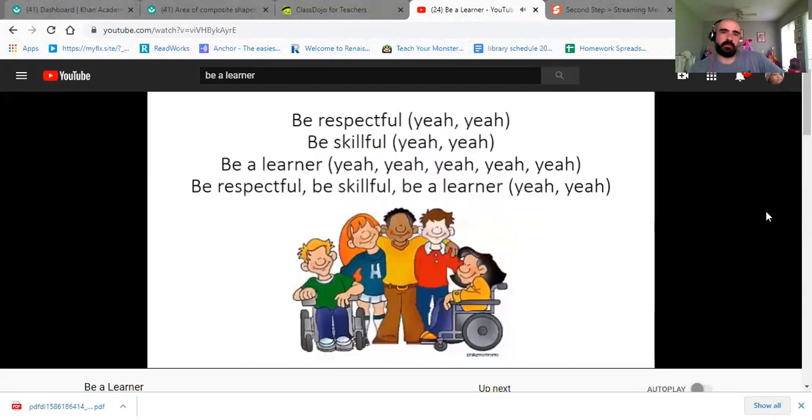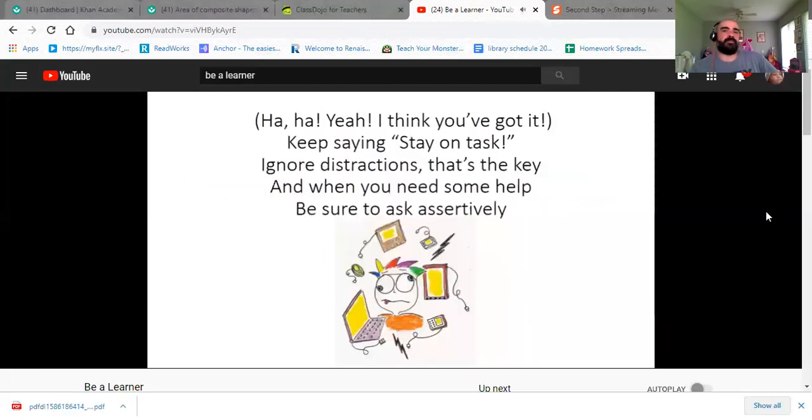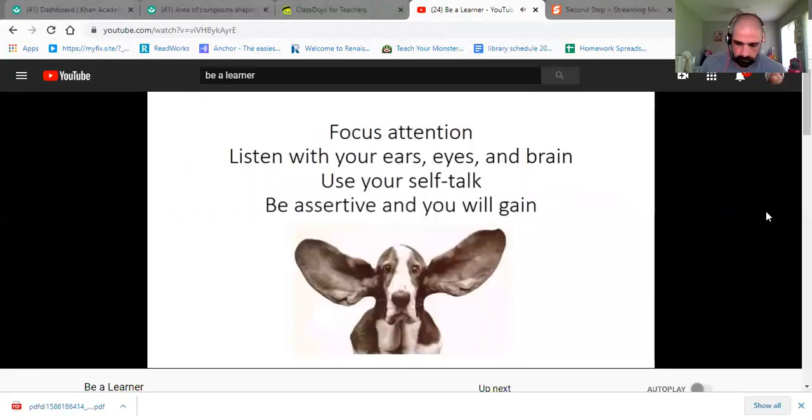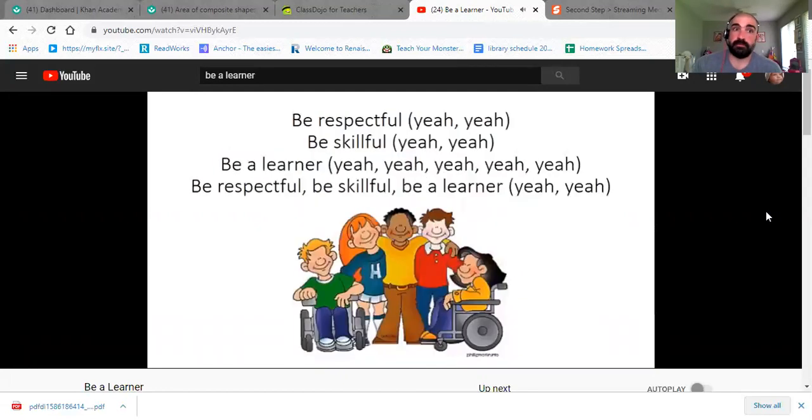Be respectful. Be skillful. Be a learner. Stay on task. Ignore distractions, that's the key. And when you need some help, be sure to ask assertively. Focus attention. Listen with your ears, eyes, and brain. Use your self-talk. Be assertive and you will gain. Be respectful. Be skillful. Be a learner.